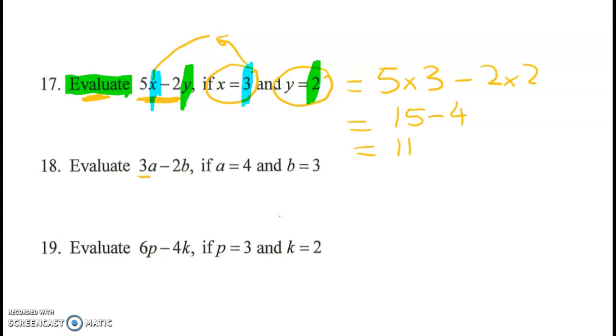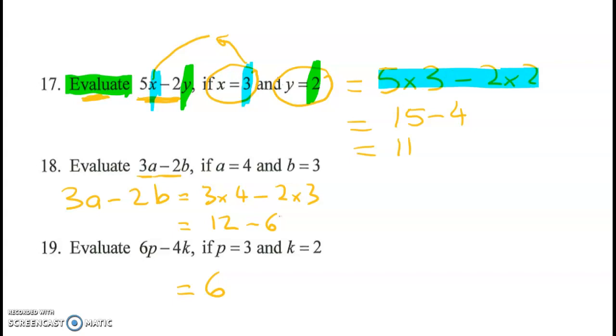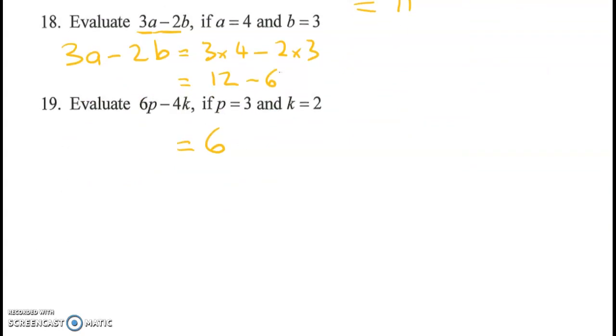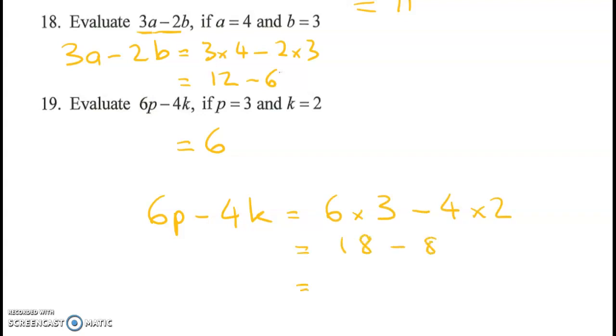Okay, next one, 3a minus 2b. So 3a minus 2b is equal to 3 times 4 minus 2 times 3, which is 12 minus 6, which equals 6. Now, just also look when I'm doing that working that I'm showing the person reading it that I've substituted my values in. Okay, and that's good because that means we can check back what we've done. Last question, question 19, 6p minus 4k is equal to 6 times 3 minus 4 times 2. 6 3s are 18, minus 8 gives me 10.